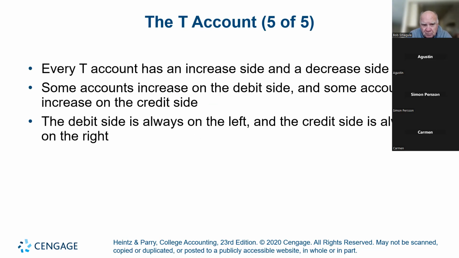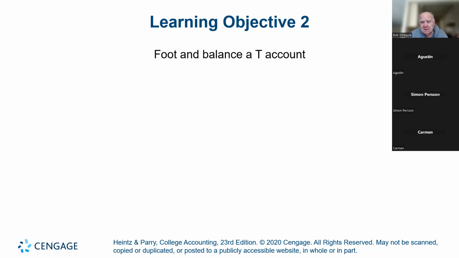The debit side is always on the left, the credit's always on the right. Sometimes it can be an increase or it could be a decrease depending on the account. And this is where it gets a little bit tricky, where you're going to have to do your homework and try to get as comfortable as you can working with debits and credits.